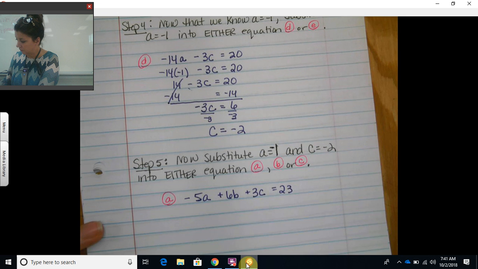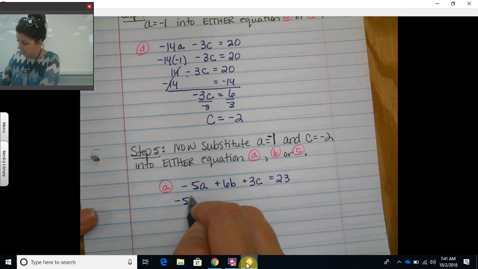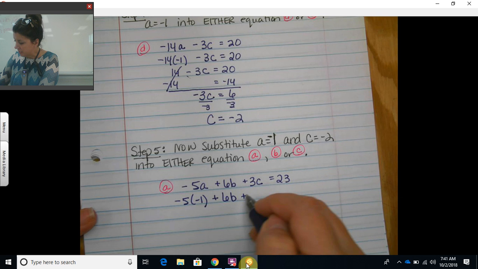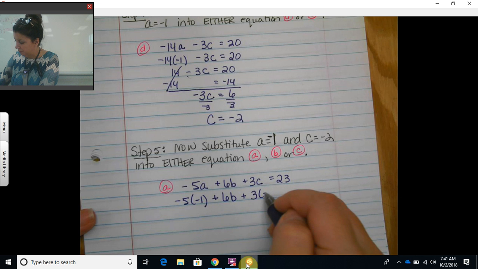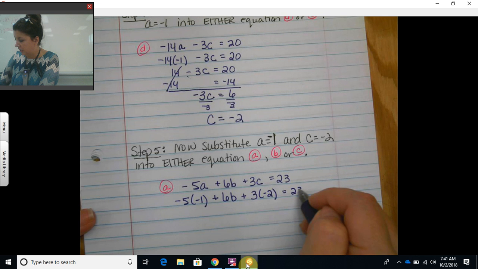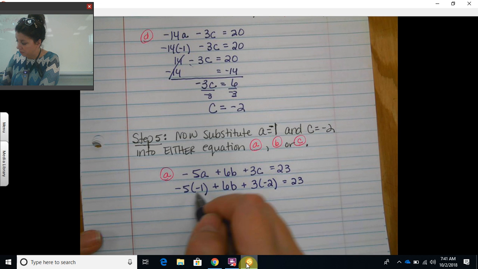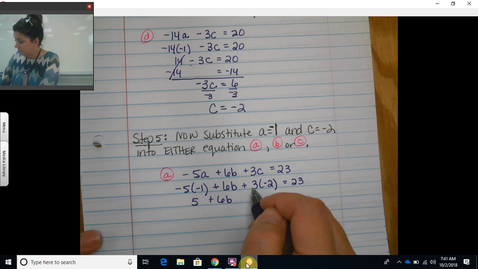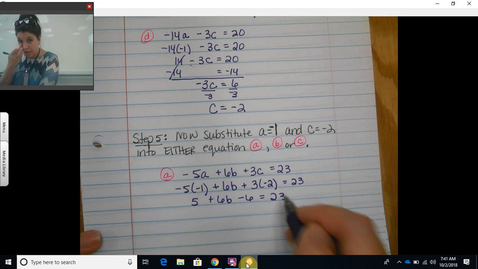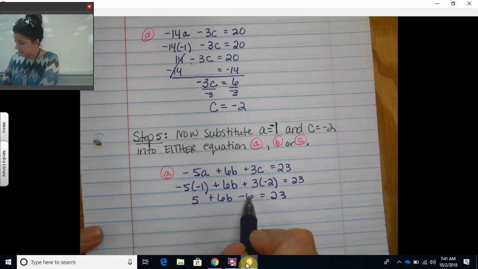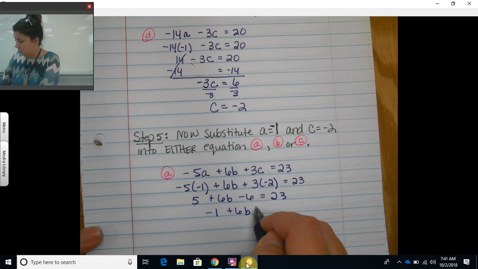So I know A is negative 1, so that's negative 5 times negative 1, plus, I don't know B, that's what I'm going to be solving for, so plus 6B, plus 3C, instead of 3 times C, that'll be 3 times negative 2, equals 23. Let me simplify on the left side. Negative 5 times negative 1 is 5, plus 6B, positive 3 times negative 2 is negative 6. And before I start moving stuff over to the right, I can combine like terms because I have two constants. So 5 minus 6 is negative 1, plus 6B equals 23.